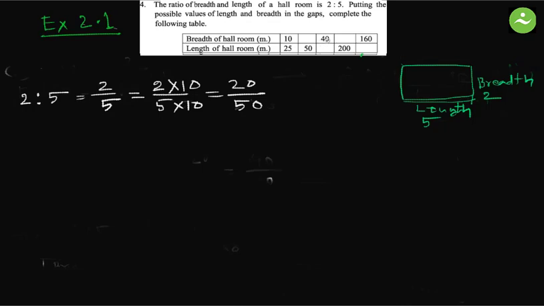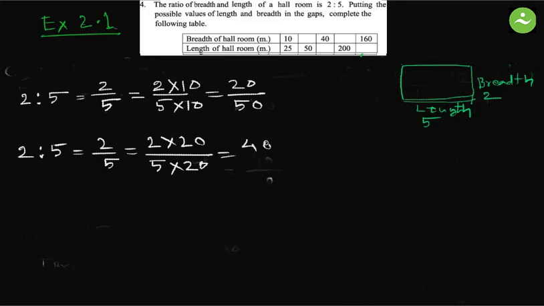When the breadth is 40 or the first number is 40, what is the value of the second number? We start from the ratio. 2:5 means 2 by 5. The first number has to be 40, equals to multiply by 20. 2 multiplied by 20 is 40. So we got 40. But we have to multiply 5 also by same number, means 20, equals to 40 by 100. So we got the answer here. This has to be 100.